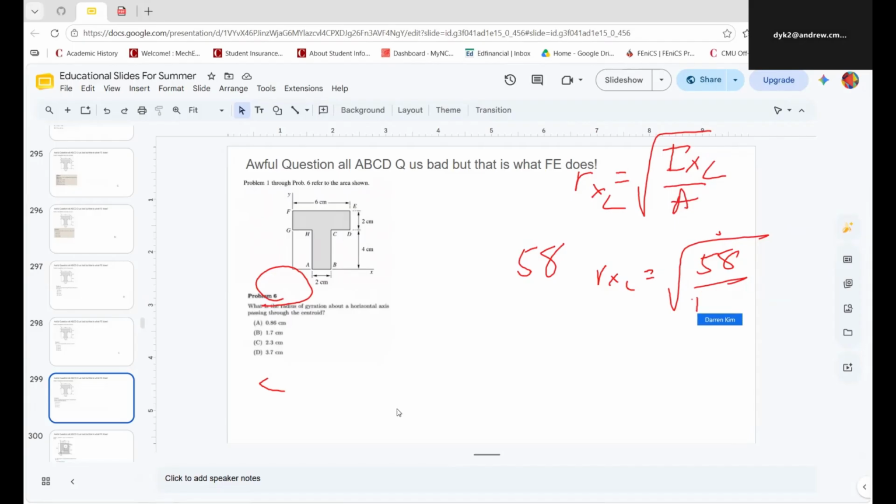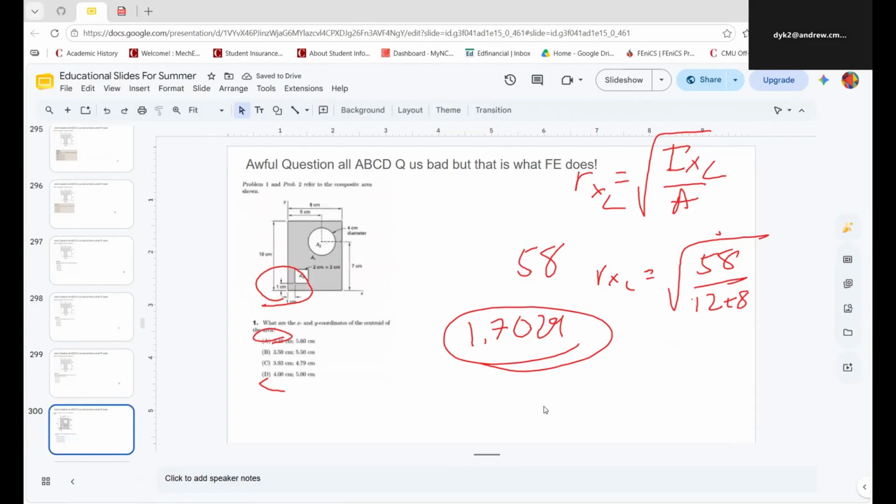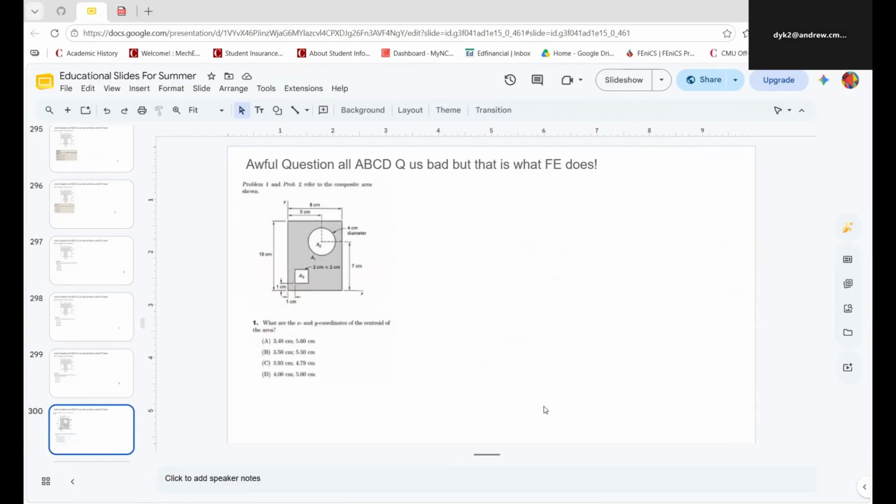is basically 12 plus 8. 58 divided by 12 plus 8 equals 1.7029. So that's B. So with that said, we are actually going to begin a little bit of the harder grinds over here.